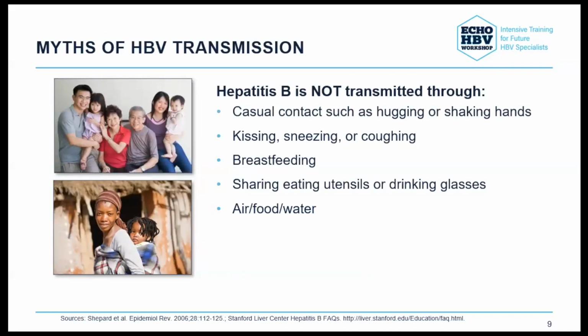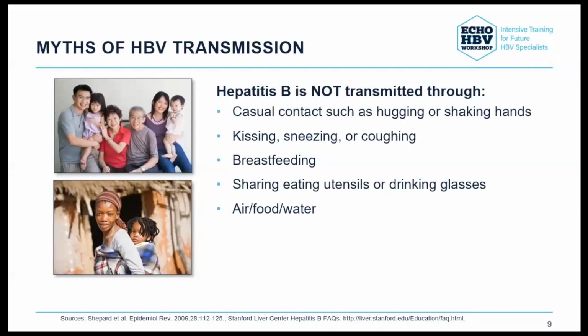There are some misperceptions when we talk about the transmission of hepatitis B. And here lists some of the common fears among patients who haven't gotten a lot of education about hepatitis B.